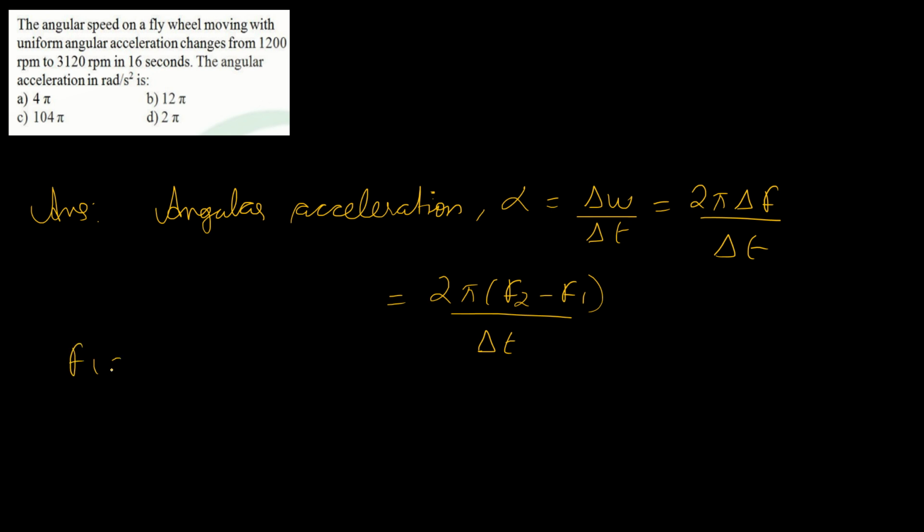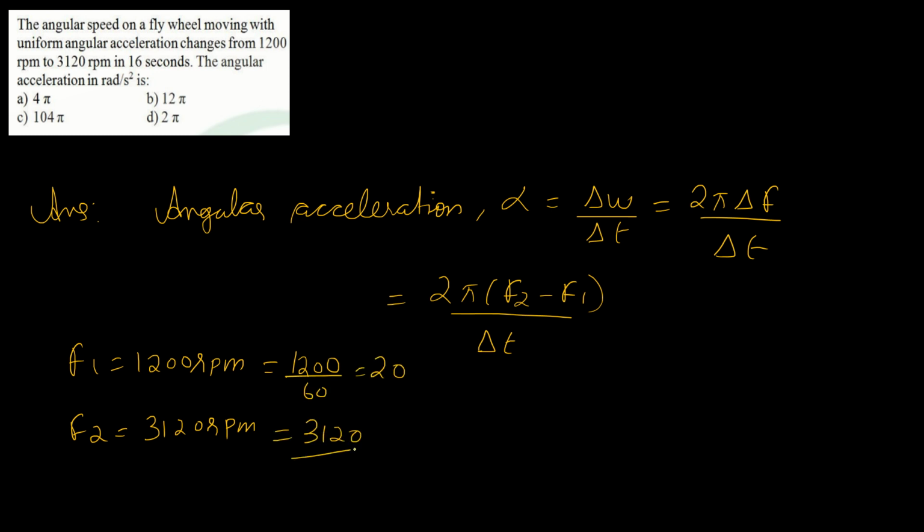What is f1? f1 is equal to 1200 rpm, f2 is equal to 3120 rpm. Since the angular acceleration is asked in radian per second square, we have to convert rpm to rps. Just divide 1200 by 60, you'll get 20, and 3120 divided by 60, we're getting 52. We'll substitute this in the formula: 2 pi into 52 minus 20 divided by 60. So the answer will be 4 pi. So the option will be A.